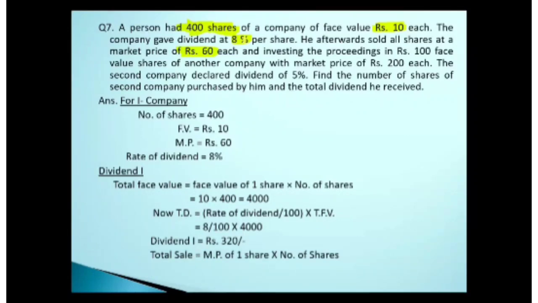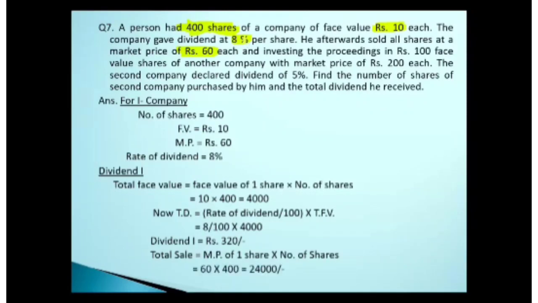After that, total sale, because the shares have been sold after purchasing, he had sold all the shares. So he obtained an amount, the total sale. That is nothing but market price of one share multiplied by number of shares. So let us see how much amount he has received after selling the shares from the first company. So market price is already given to you as 60 rupees. And number of shares was 400. So multiply 60 with 400. What is that?